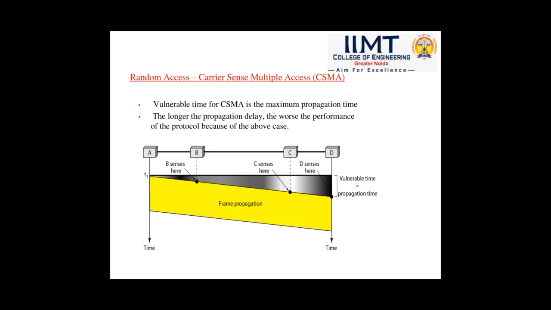So if station B sends data during this black interval, or if station C sends some data, then there are chances of collision. So stations B, C and D should wait. After some time, when the channel gets idle, they will send the frame. So here the vulnerable time is equal to the propagation time.